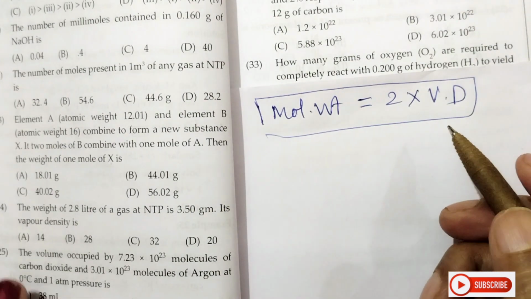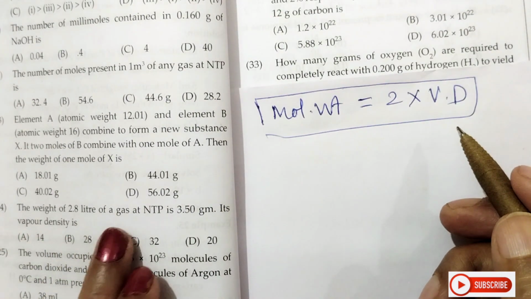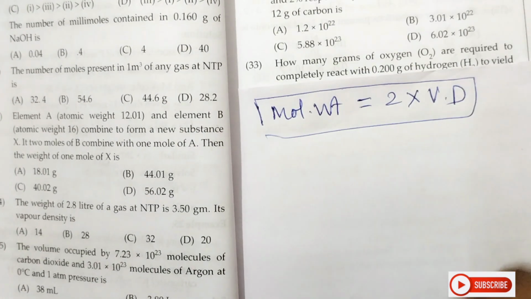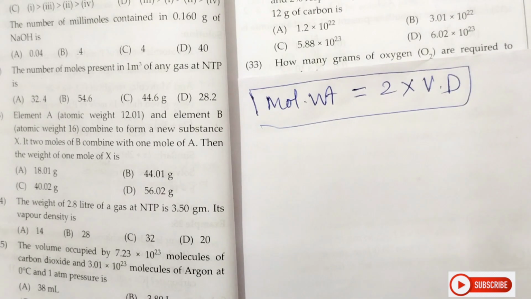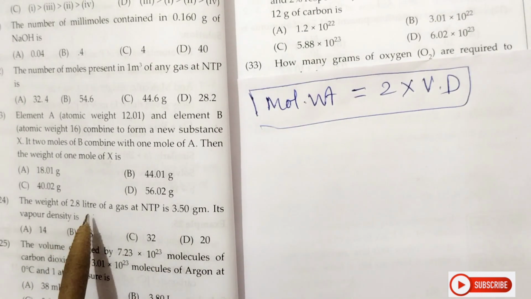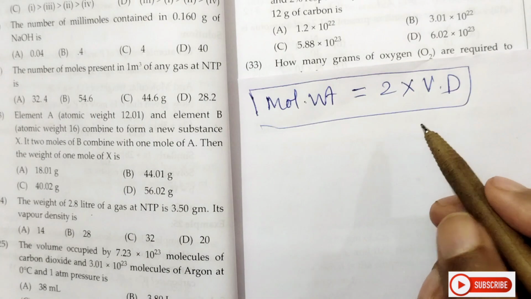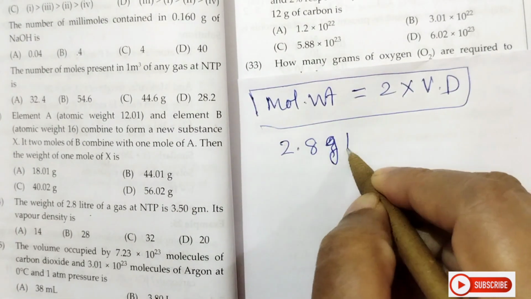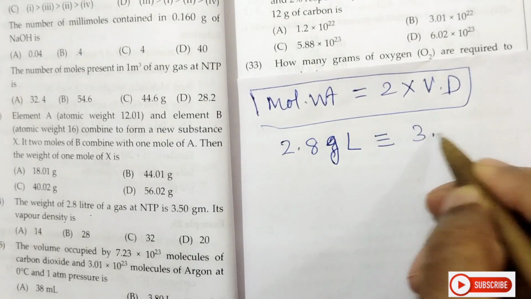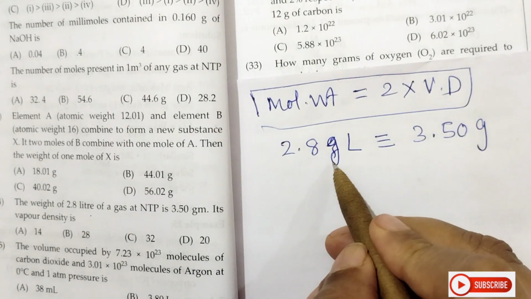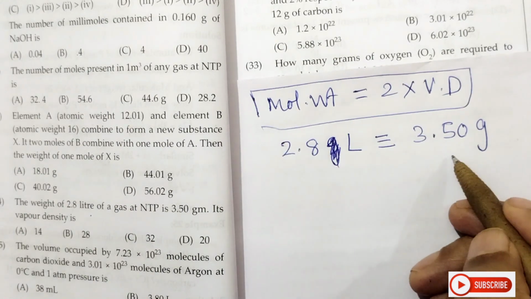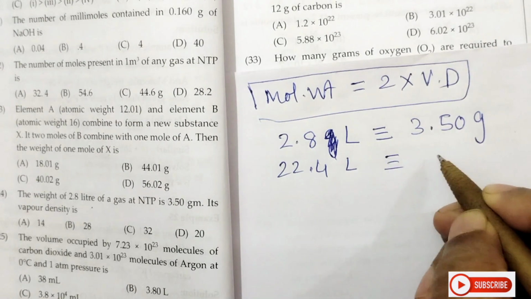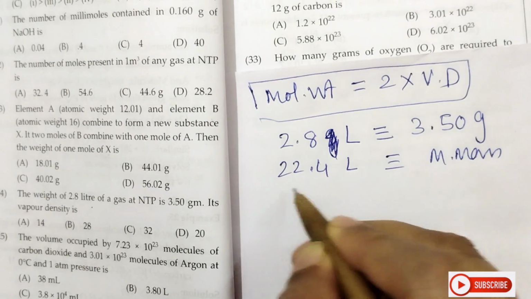Now what they are asking you here, students, is the weight of 2.8 liter of a gas is given, so its vapor density will be. Now to calculate this, first I should know the molar mass of the substance. For molar mass, in the question liter is given. So which standard equation can I use? I can use that 2.8 liter of the gas weighs 3.50 gram. Therefore, 22.4 liter must correspond to its molar mass. This is our standard equation, right?